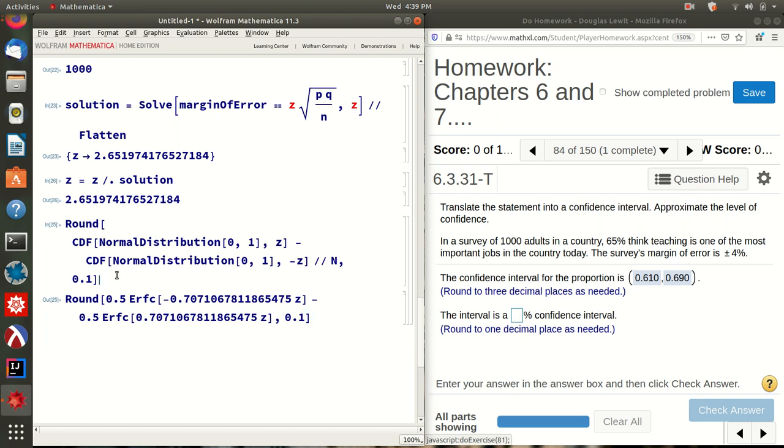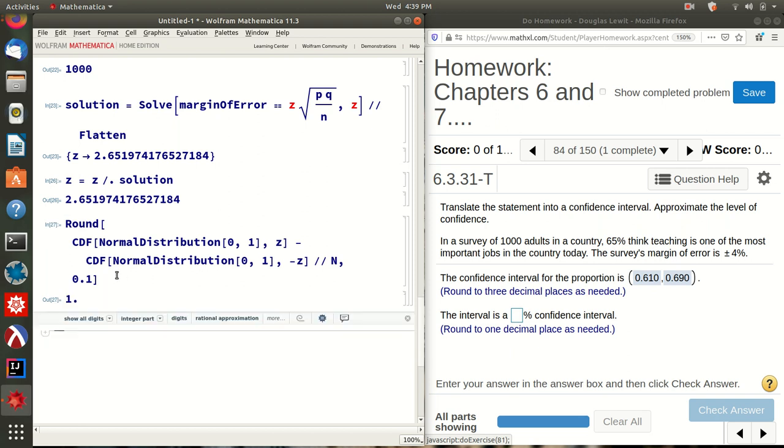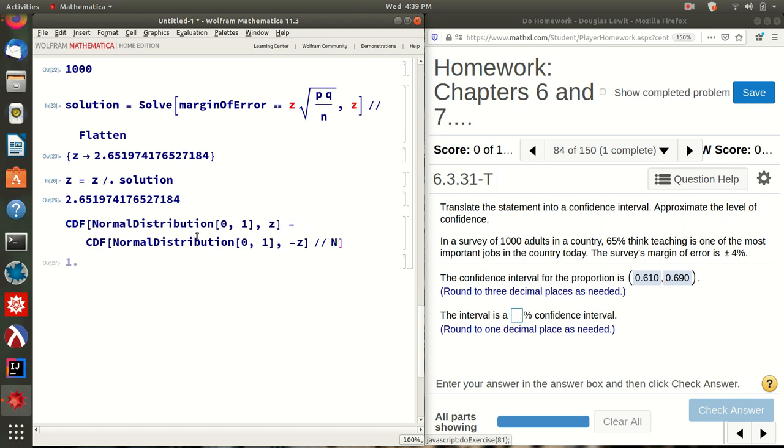Hold on. Let's try that again. Why is it doing... You know what? Hold on one second. Let me get rid of round. I think I know exactly. Okay, I'm having the same issue as before. I need to... okay, here we go. Let's just do that.